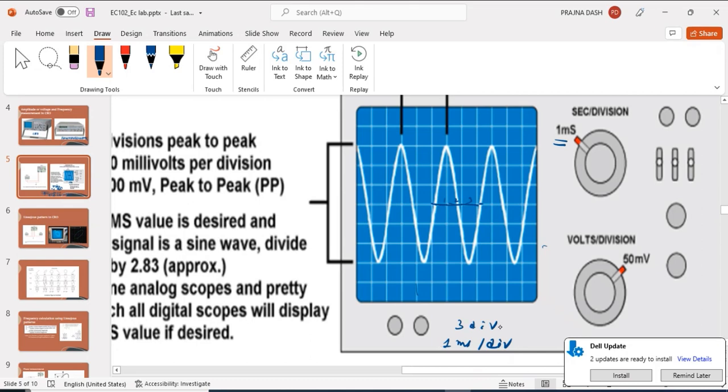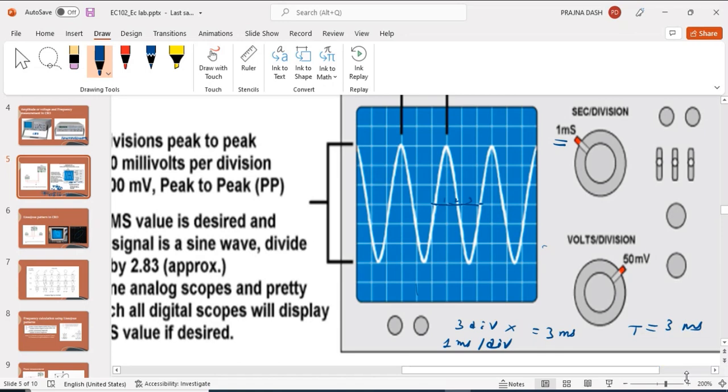You just multiply 3 divisions by 1 millisecond per division. The divisions get cancelled out. It will be 3 milliseconds. So the time period of this signal is 3 milliseconds. You got the time period.